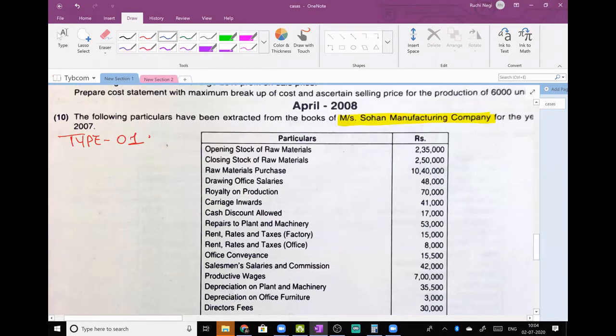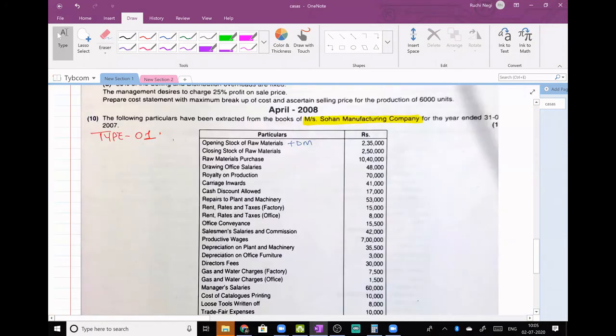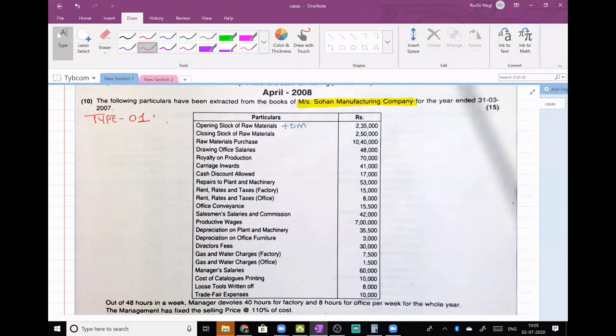Opening stock of raw material. This will be added to direct material. And yes, don't forget, all this information which is given to you, all this is nothing but your total cost.